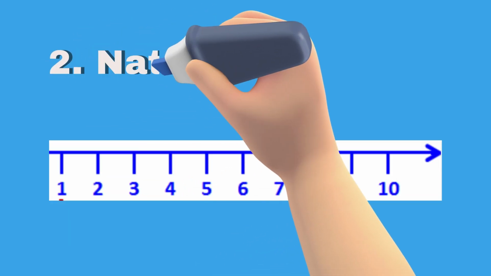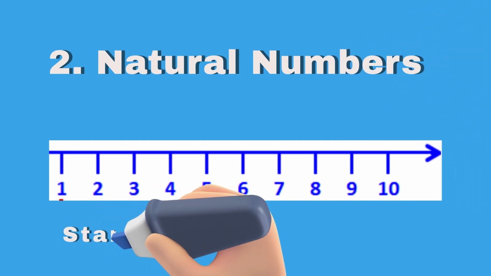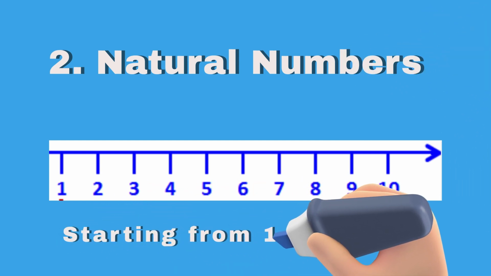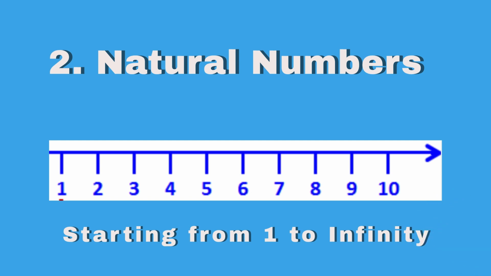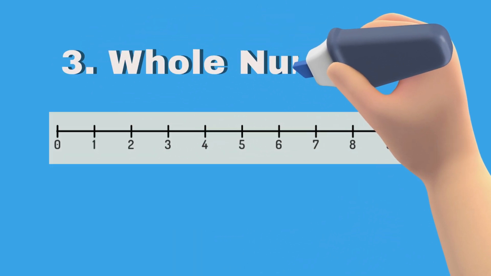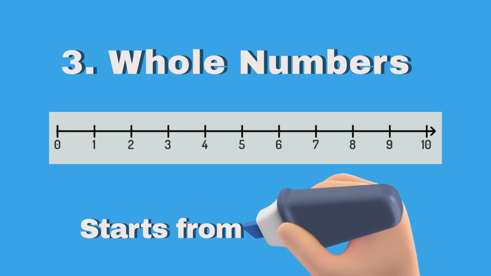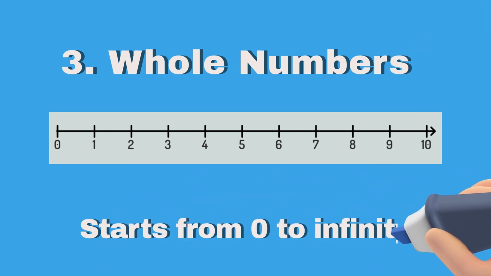Natural numbers are the set of positive integers starting from 1, used for counting. Examples: 1, 2, 3, and 100. Whole numbers include all natural numbers plus 0. They are the non-negative integers. Examples: 0, 1, 2, and 50.